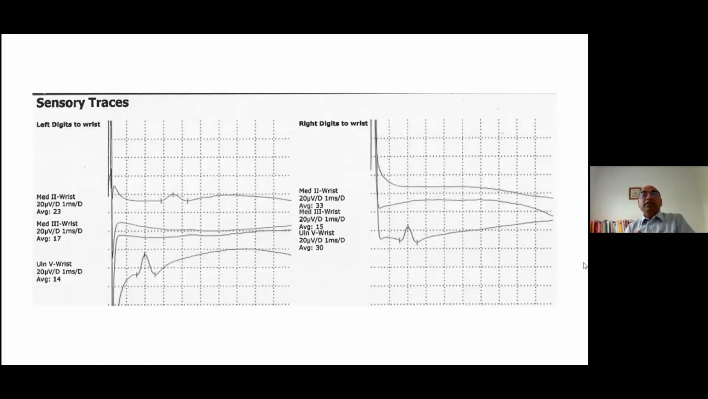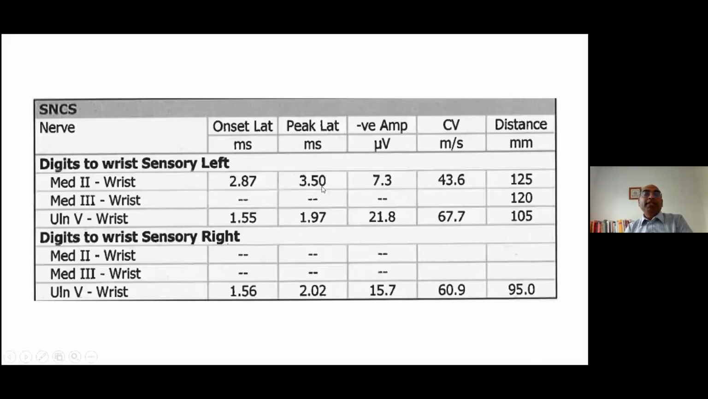On the right side, digit 2 has no potential at all, and digit 5 has a normal sensory potential amplitude. On the left side, digit 2 has a delayed peak latency when compared to digit 5. Digit 3 also has a small potential, with trace-to-trace reproducibility. I will say the potential is definitely there, but maybe because of technical difficulty or the patient's cooperation, there is no trace-to-trace variability, but it's diminished and delayed. That is what's shown here. Peak latency is 3.5 in the median, 1.97 in the ulnar.